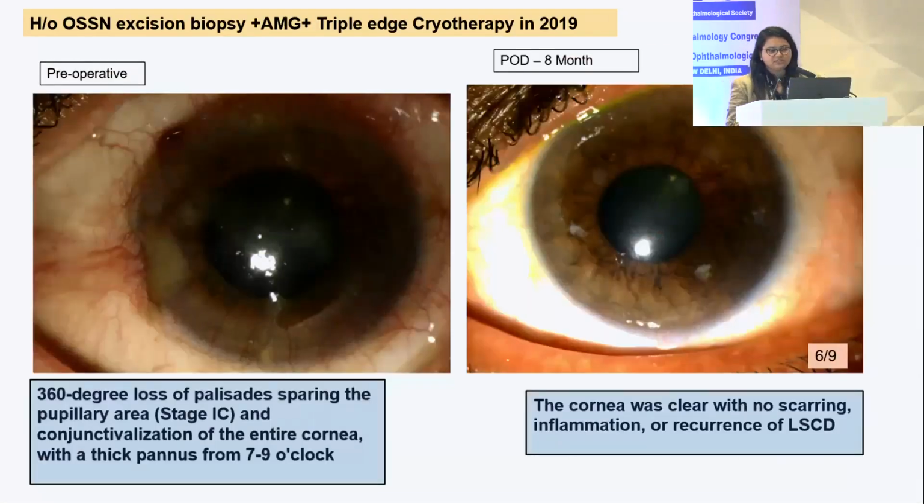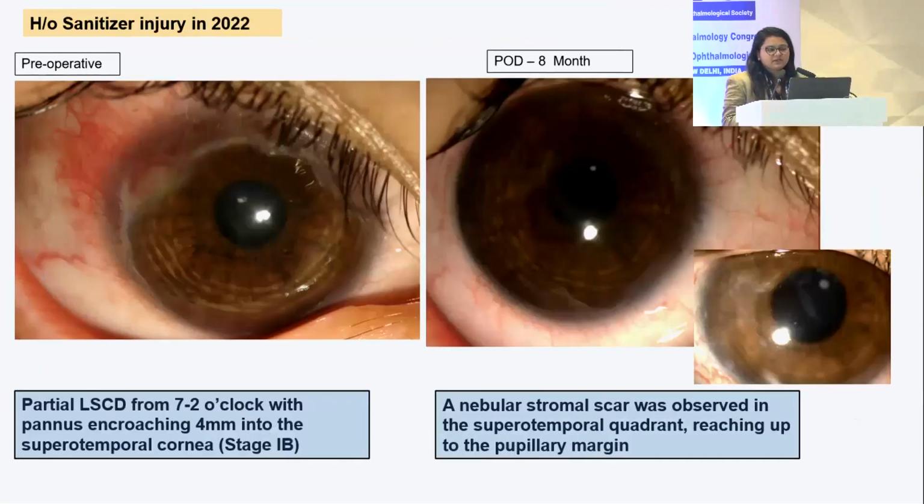So coming to the results, these are a few of the cases. This was a 72-year-old gentleman who underwent OSSN excision and developed a total LSCD after that. He underwent SLET without AMG, and we can beautifully see how the cornea has cleared, with no evidence of scarring, inflammation, or recurrence of LSCD at 8 months. This was another 8-year-old girl who had a sanitizer injury and developed LSCD after that. She also underwent SLET without AMG, and this is her 8-month follow-up with no recurrence of LSCD.